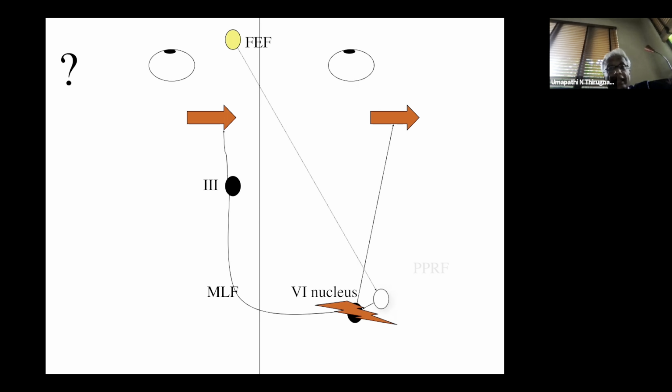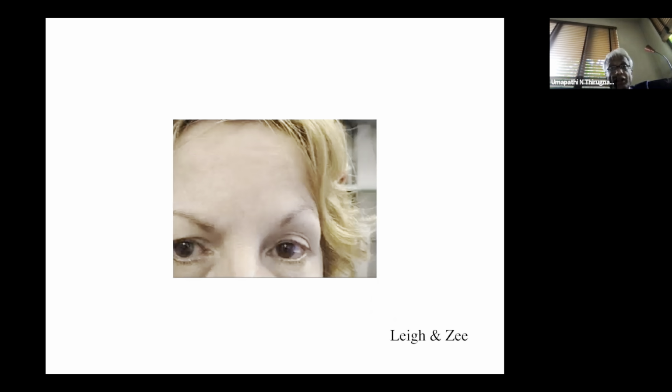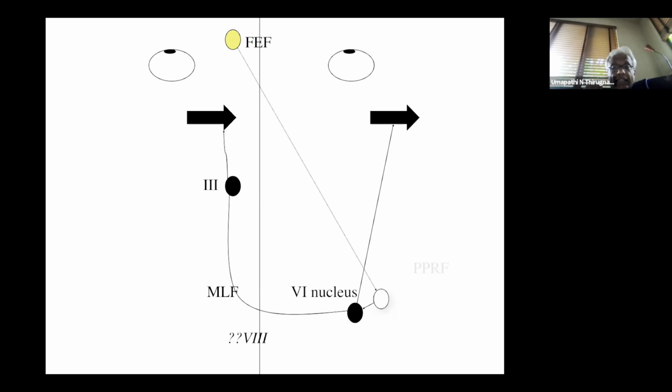So that means my diagram is incomplete. I have not included the 8th cranial nerve. Right, so we have to bring in the 8th cranial nerve to this diagram. So how can we bring the 8th cranial nerve to this diagram? Many of you will know this by heart because you've learned anatomy.